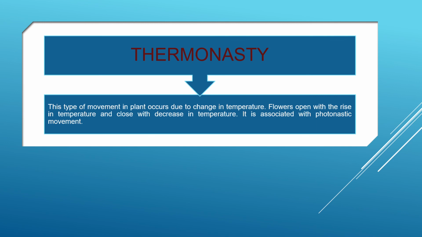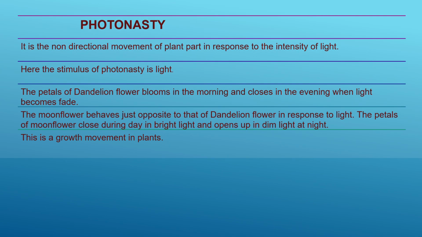Now what do you mean by thermonasty? This type of movement in plants occurs due to the change in temperature, just like flowers open with the rise in temperature and close with the decrease in temperature, and it is also associated with photonastic movement. And what is photonasty? Photo means light. The word photo is related to light, because light has particles called photons.